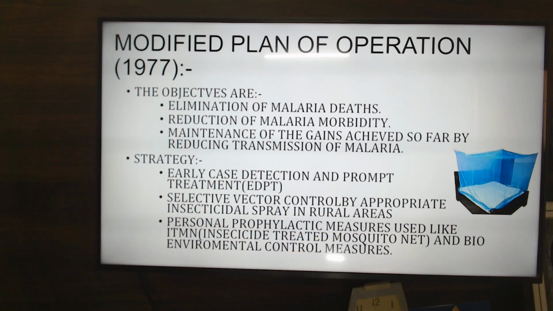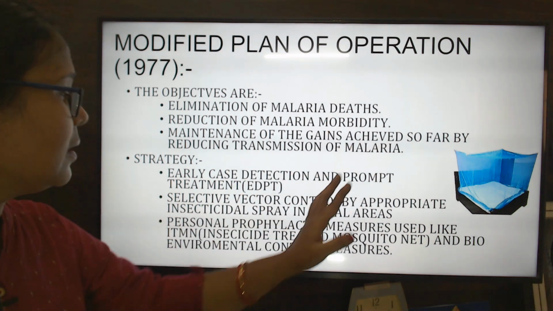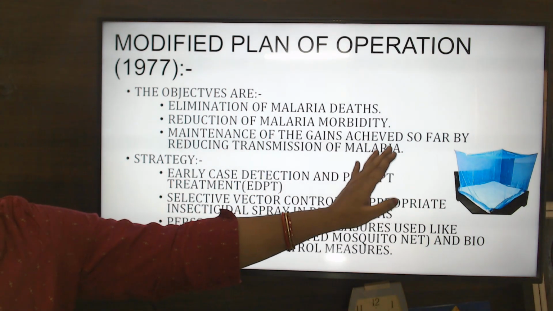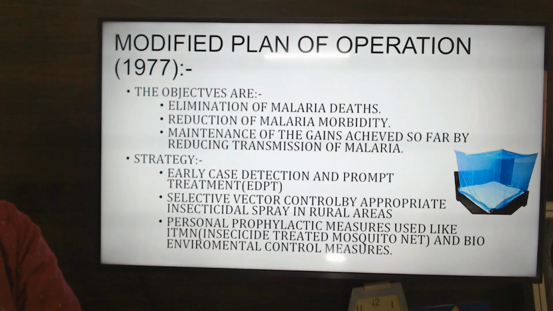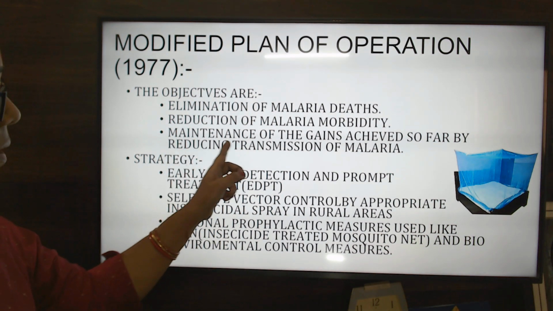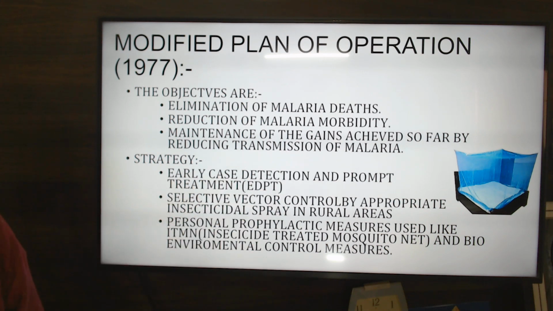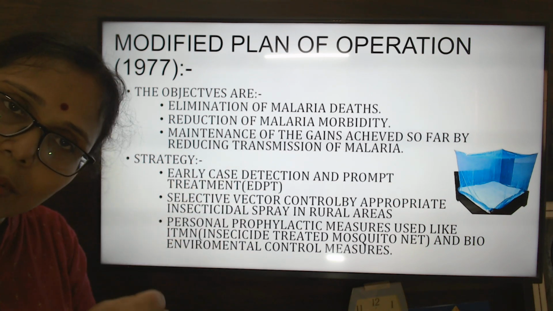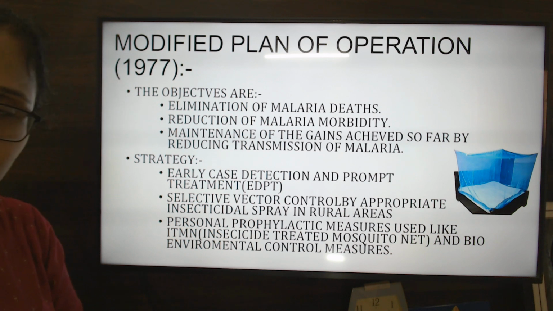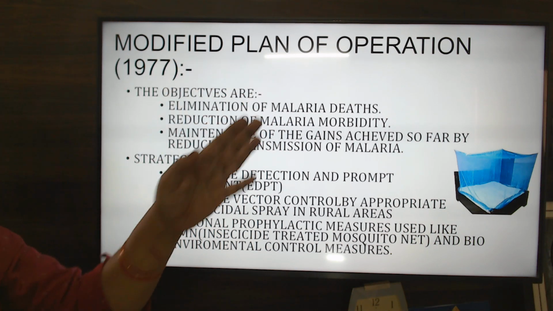So what are the objectives? The elimination of malaria deaths, reduction of morbidity, that is, the number of disease cases, and the maintenance of the gains achieved so far by reducing the transmission of malaria. So first the death rate will decrease, then elimination, and then the transmission will be stopped and will not spread. That is the main objective of the 1977 MOP, or Modified Plan of Operations.